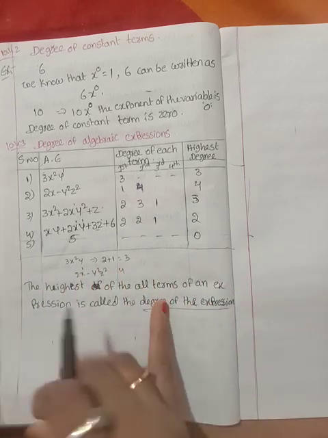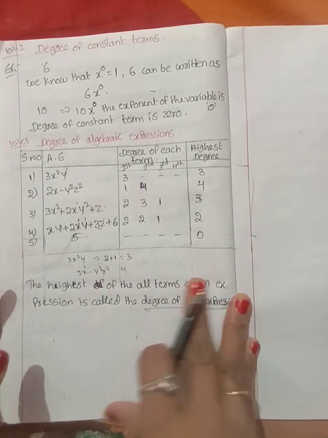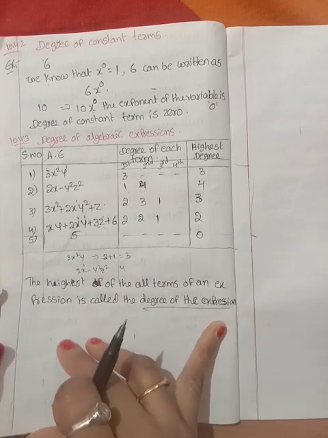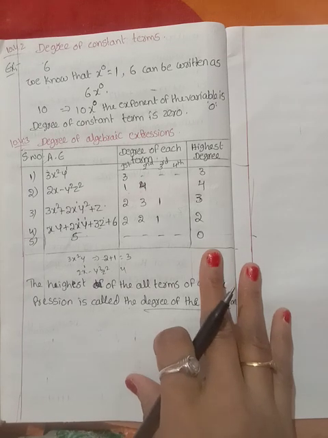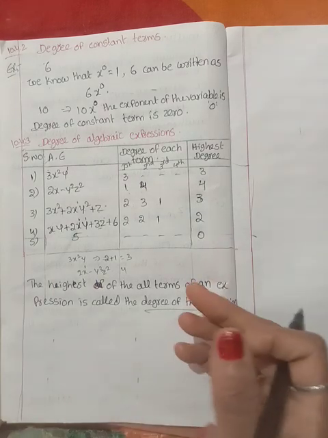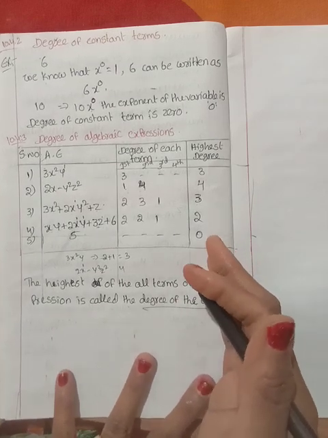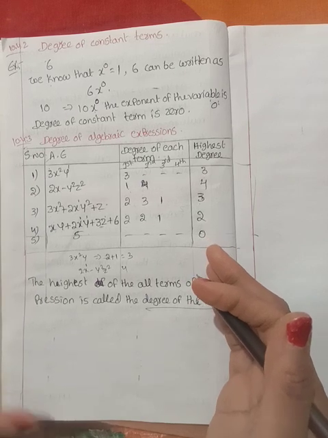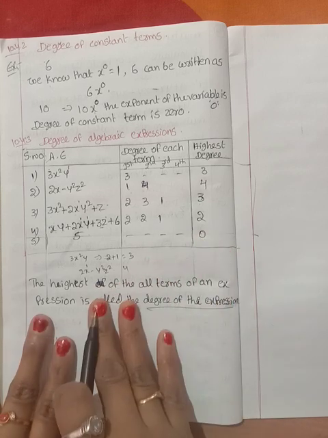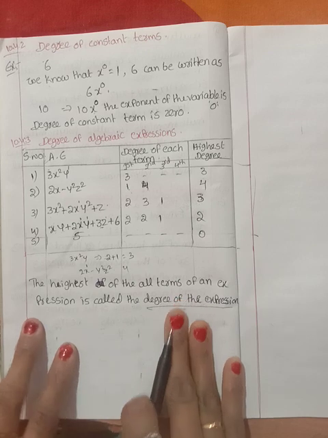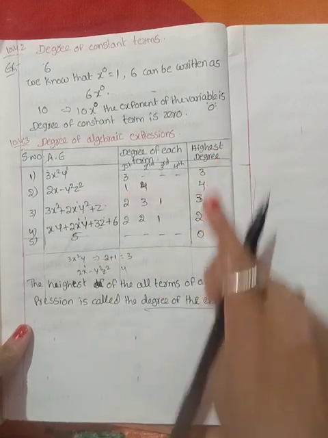This is all our topic for today. Tomorrow we will continue in the next class with the exercise, problems and solutions. Our 10.3 topic, types of algebraic expressions, is also over. Today's class was 10.4: degree of algebraic expressions, degree of a monomial, and degree of constant terms. The highest of all the terms of an expression is called the degree of the expression. Which one is the highest, you write down that highest degree.